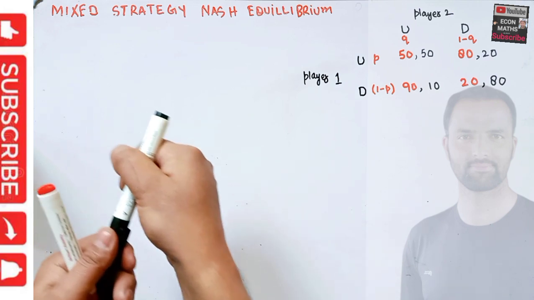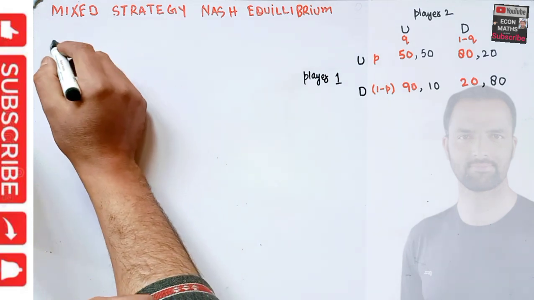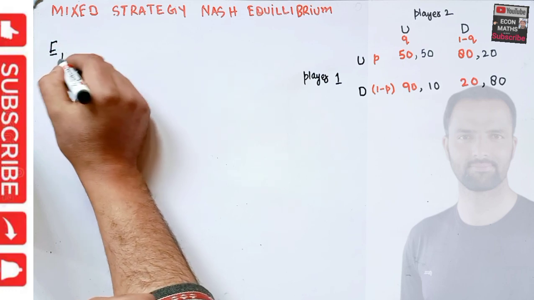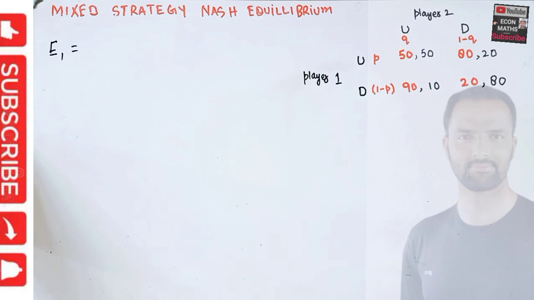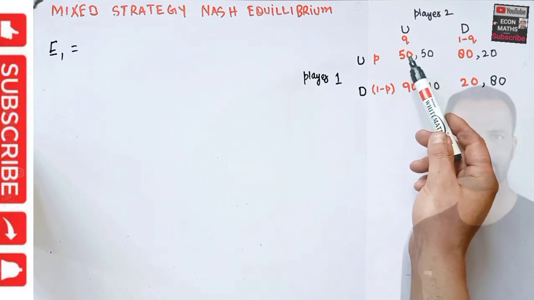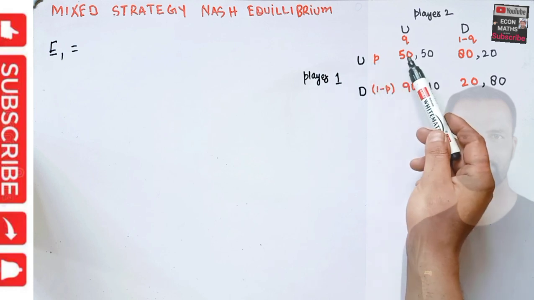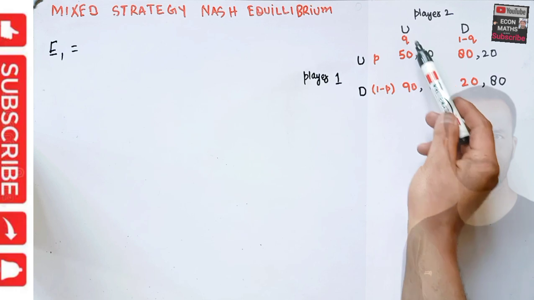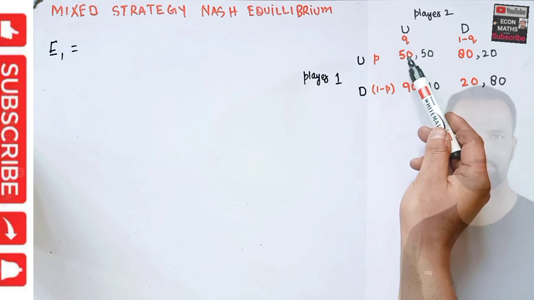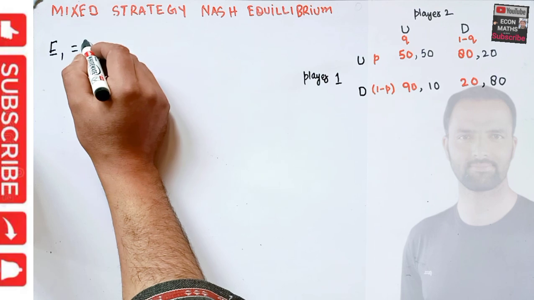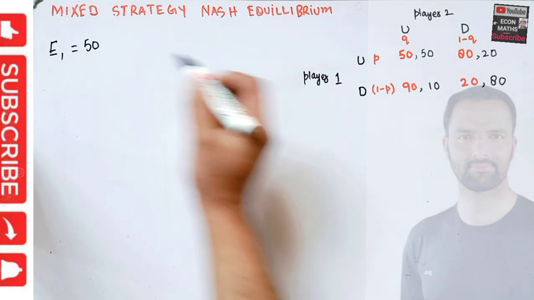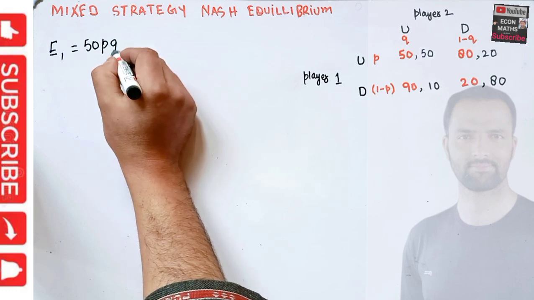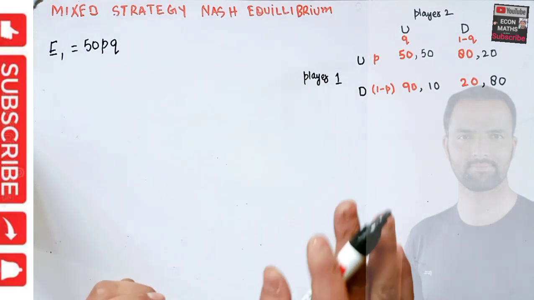So for player 1, what will be the expected payoff? If player 1 plays up and player 2 plays up, he will get 50. So his payoff will be 50 times p times q, the probability associated with that. How do we get the expectation? Let me be clear with this.